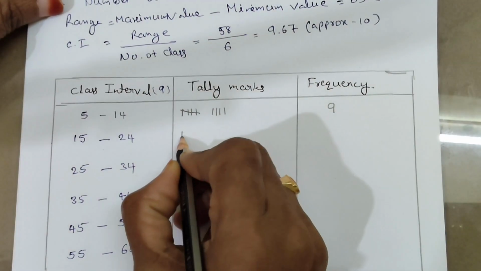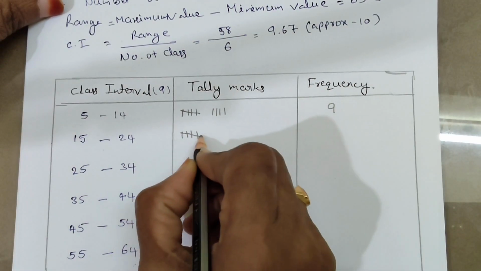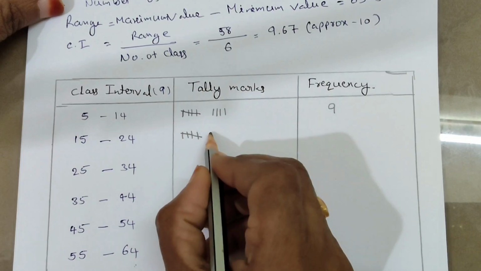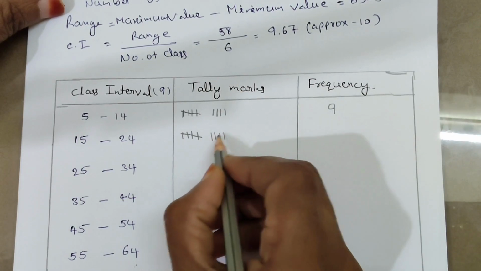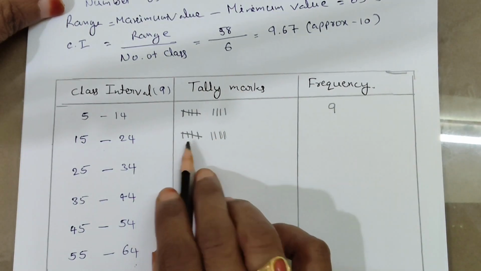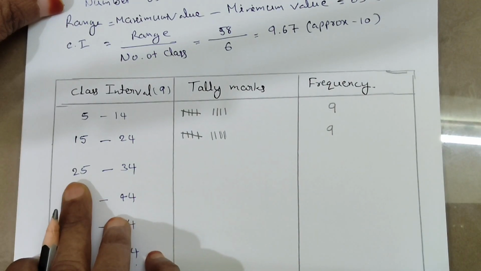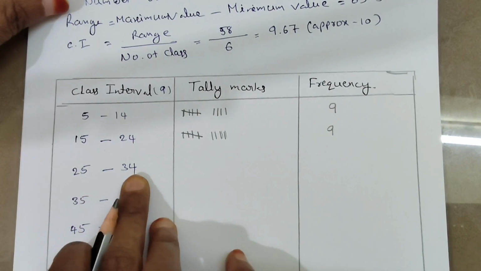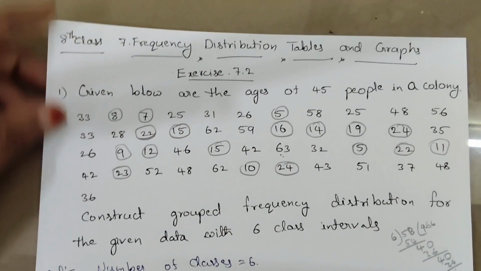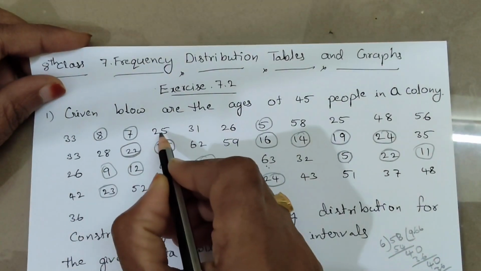We write 1, 2, 3, 4 and then 1 cross line. This bunch is equal to 5. Again we write 4 lines. 5 plus 4 is 9, so the frequency is 9. Similarly, the next class interval is 25 to 34. We count it.